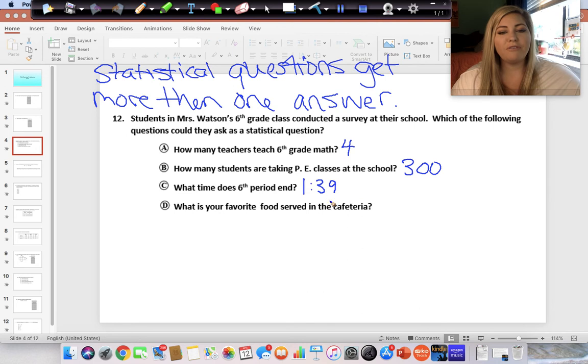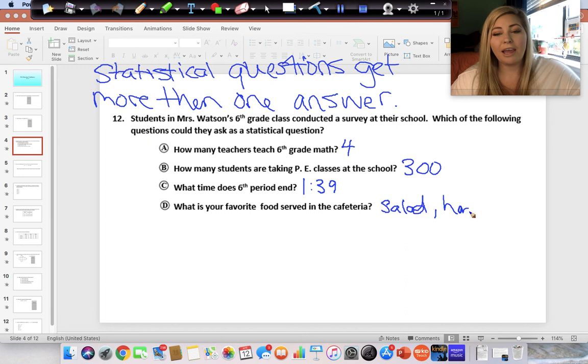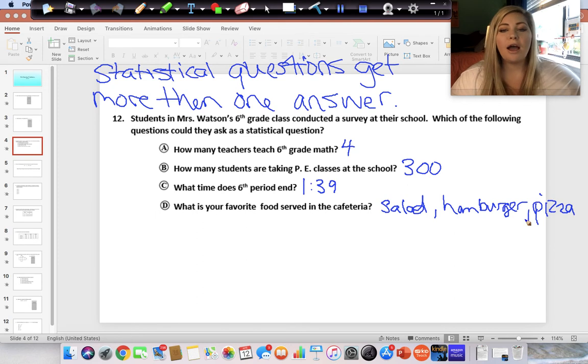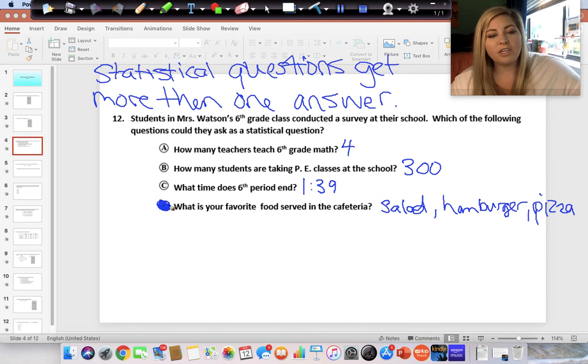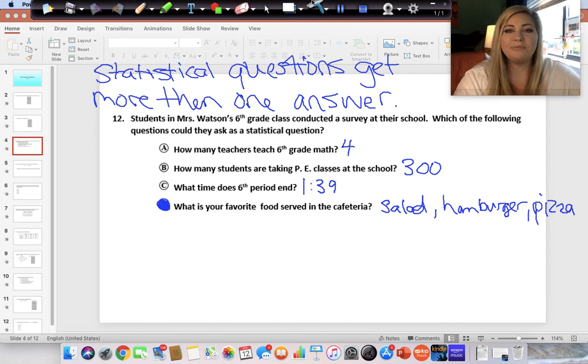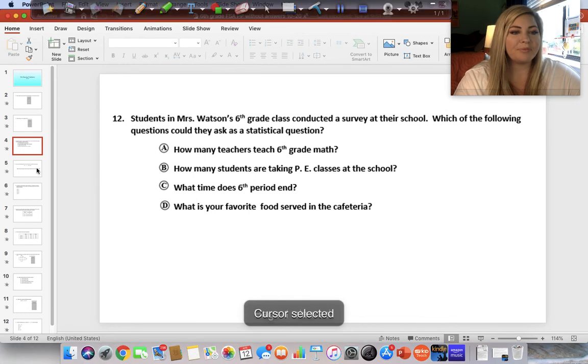What is your favorite food served in the cafeteria? Well, my favorite food in the cafeteria could be a salad. It's not, but I could pretend it's a salad. Somebody else's might be the hamburger. Somebody else's might be pizza. Okay, so there's a lot of different answer choices for this one. So our statistical question is going to be D.